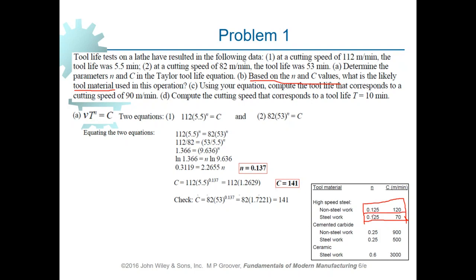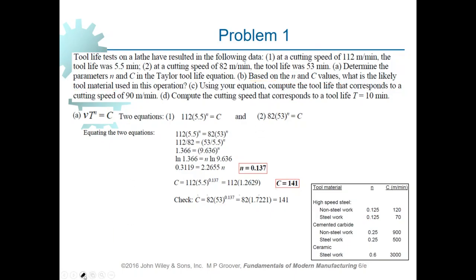So n of 0.137 is closer to the top row, and also C of 141 is closer to the top row. So the likely tool material is actually high-speed steel, which is used for cutting generally non-steel materials. It's closer to this one. Okay. So that's the solution to part B of the problem. And then let's move on to part C.